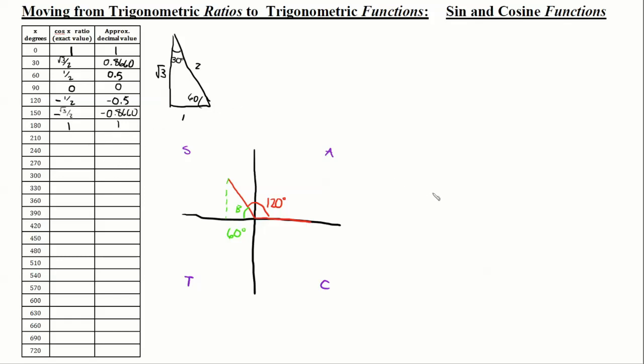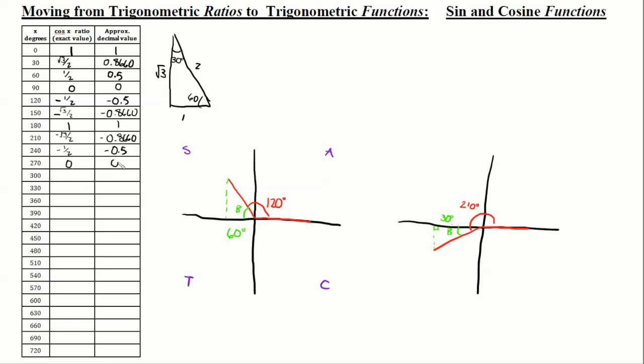210, just one last quick example. 210, we know, my angle is going to lie in the third quadrant, and I know that my related acute angle is going to be 30 degrees. Again, we're in quadrant 3, so tangent is positive, so my cosine of this value is going to be negative. So the cosine of 30 degrees is negative root 3 over 2, or negative 0.8660. 240 is an angle of 60 degrees. Again, negative 1 over 2, or negative 0.5.